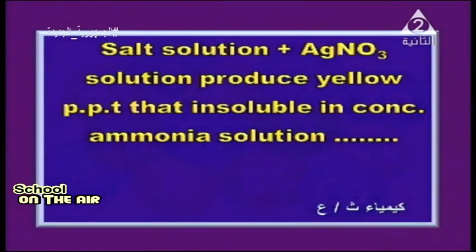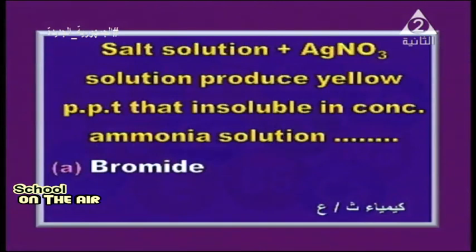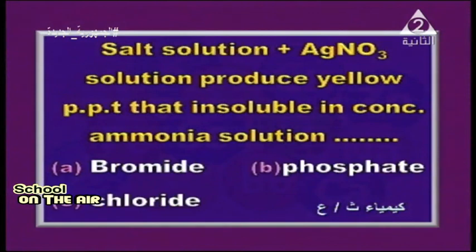Next point. Salt solution plus silver nitrate solution produces a yellow precipitate which is insoluble in concentrated ammonia solution. Insoluble in ammonia solution. So, is it bromide, phosphate, chloride, or iodide? If you think about it, yes, the answer will be iodide.